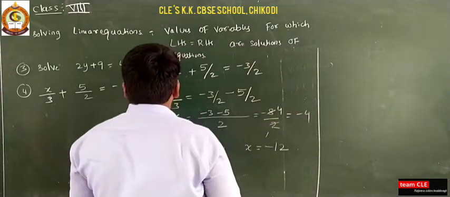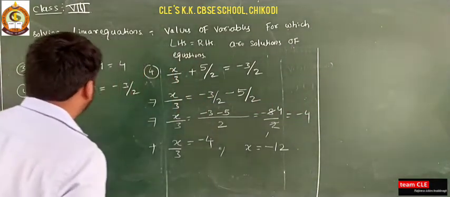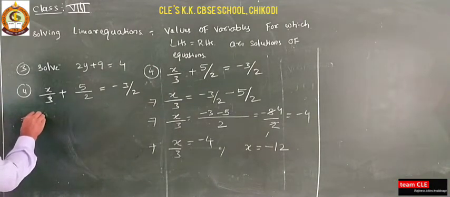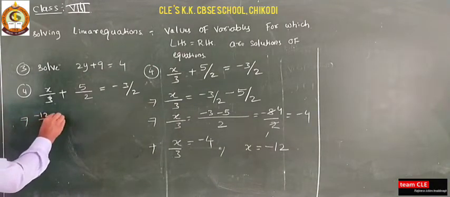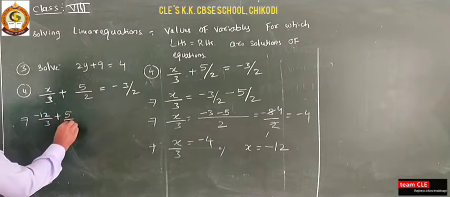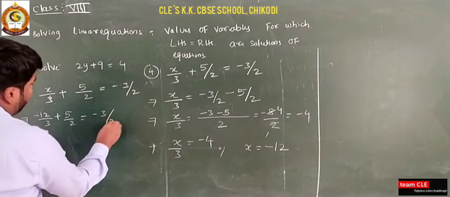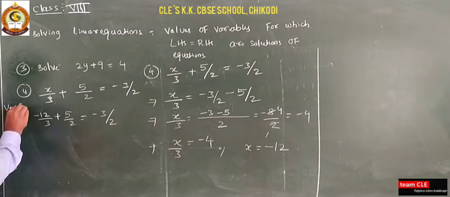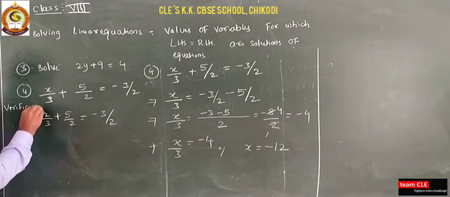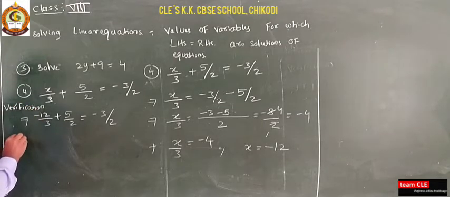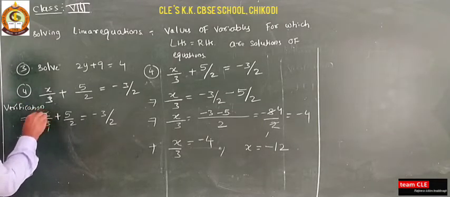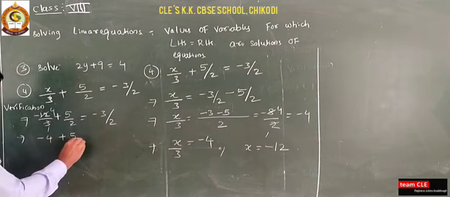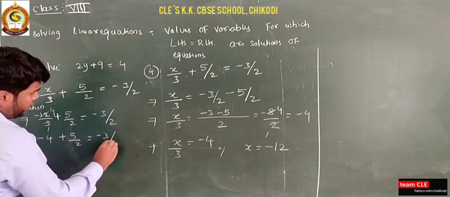So, okay, so just now verify. If I want to verify, I'll just verify here only. So I put x equal to minus 12. Minus 12 by 3 plus 5 by 2, which is equal to minus 3 by 2. So I will do the verification here. Next, see 3 1s are, 3 4s are. So I'll write this as minus 4 plus 5 by 2, which is equal to minus 3 by 2.